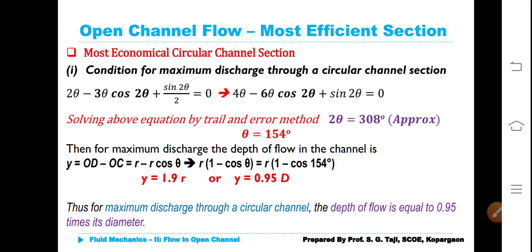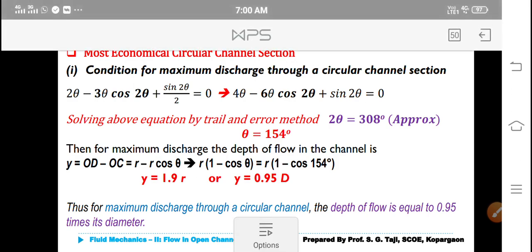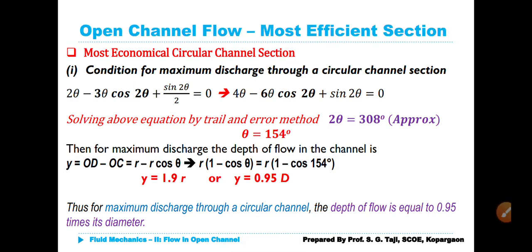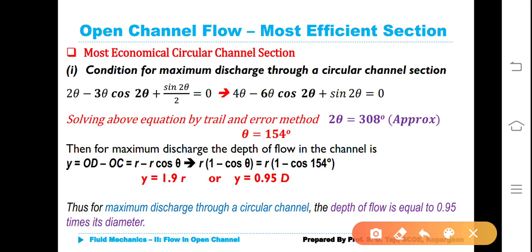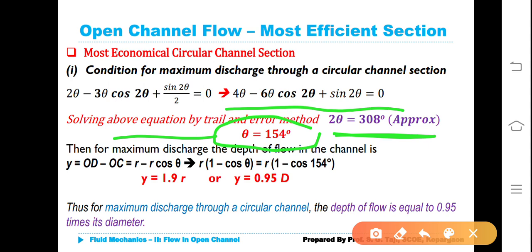Therefore, 2 theta minus 3 theta cos 2 theta plus sin 2 theta by 2 is equal to 0, which implies 4 theta minus 6 theta cos 2 theta plus sin 2 theta is equal to 0. Solving the above equation by again trial and error method, we get the value 2 theta is equal to 308 degrees approximately, because it is trial and error. Therefore, theta we can arrive as 154 degrees.